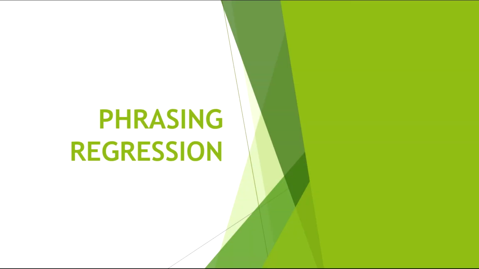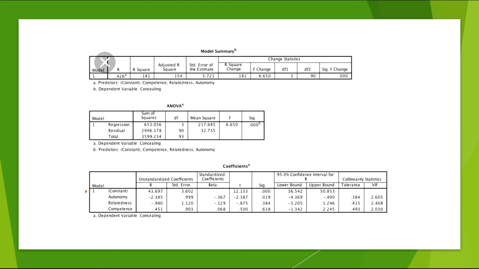Today I'm going to teach you how to phrase regression. The reason why you do regression is because you want to know what are the most significant factors that influence your DV. So what are the most significant IVs that influence your DV, and that's the reason why you do regression. Before you are able to phrase regression, I'm going to teach you how to read regression analysis or regression output. So we're going to go to the first example.